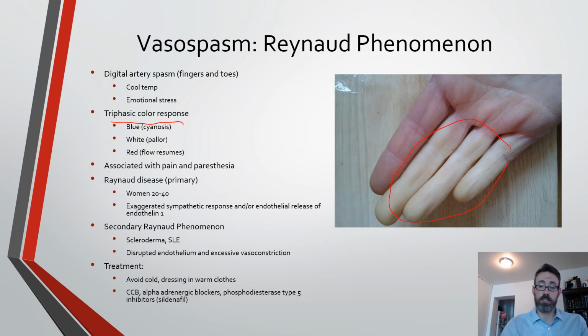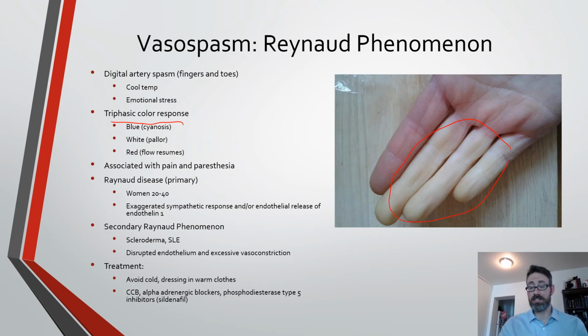As it starts to constrict and reduces blood flow, and that ischemic tissue starts to draw off more oxygen, it causes cyanosis. So it can turn blue initially, and then as it completely closes off flow to that area, it becomes pallor, as we've seen with any kind of occlusion in the arterial system. And then finally, as flow resumes again, you have redness. So it goes from blue to white to red.